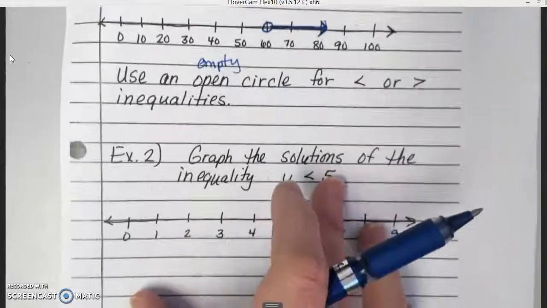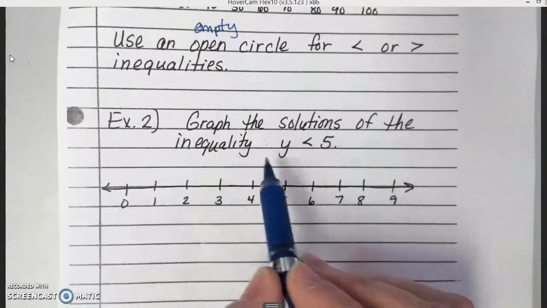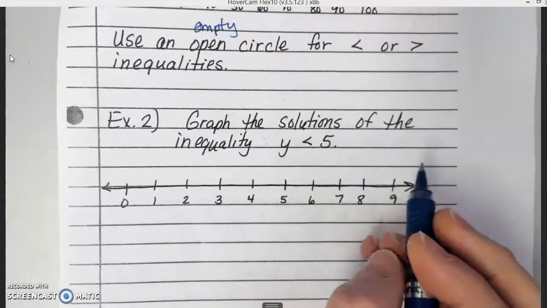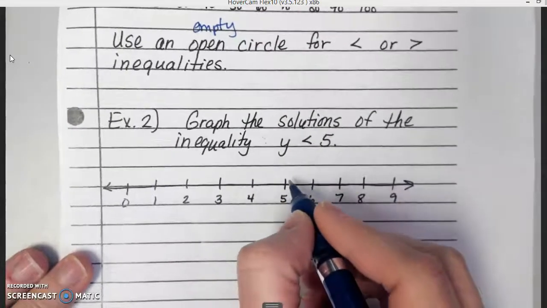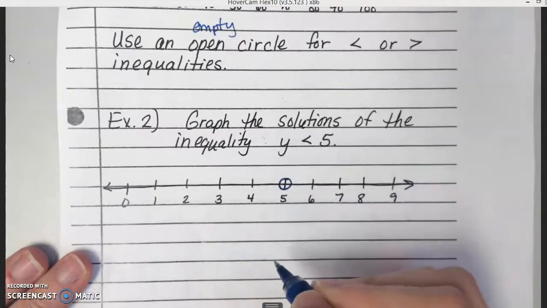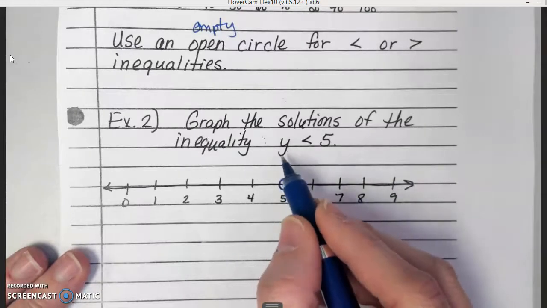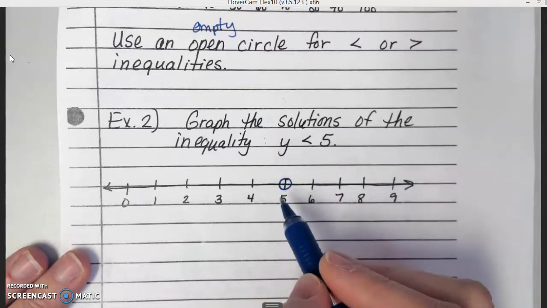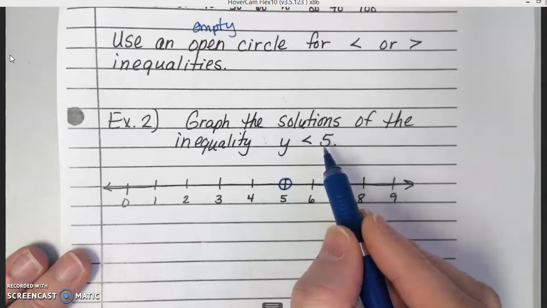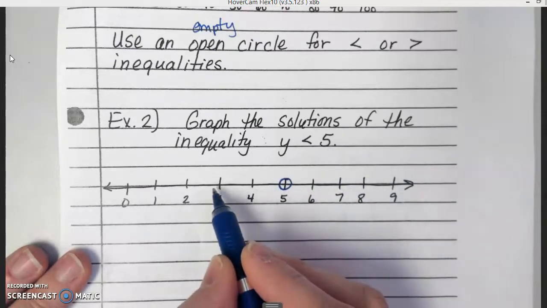So let's look at example 2. We're going to graph the solutions of the inequality y is less than 5. So we're going to start by drawing an open circle at 5. Okay, so that means that 5 is not included as a possible solution. And then which way would I draw an arrow? If it's got to be less than 5, I'm drawing my arrow to the left.